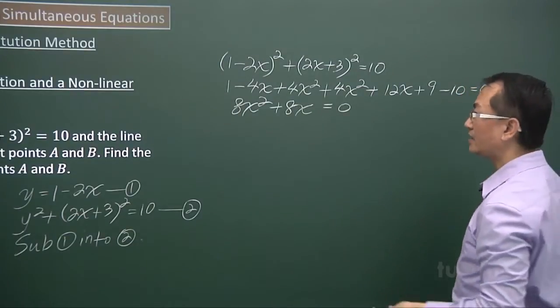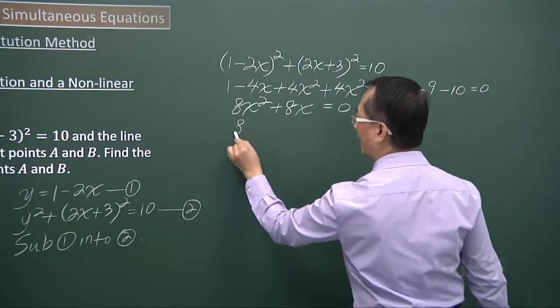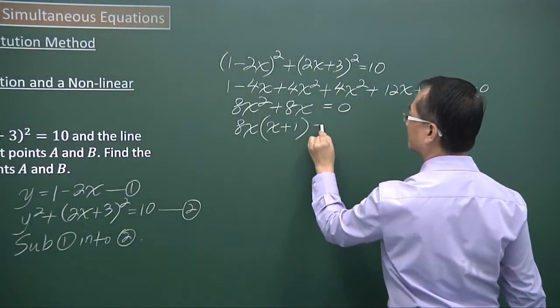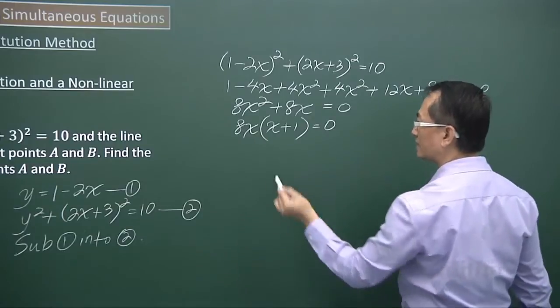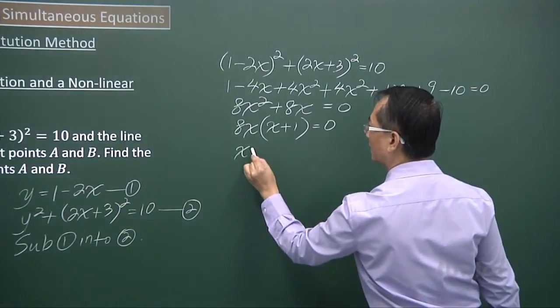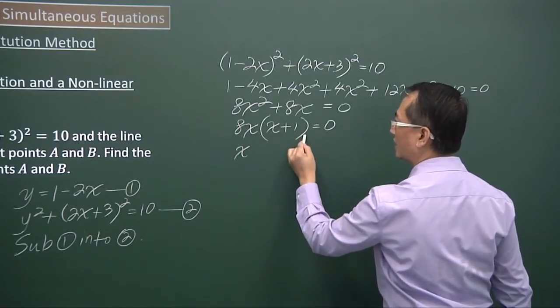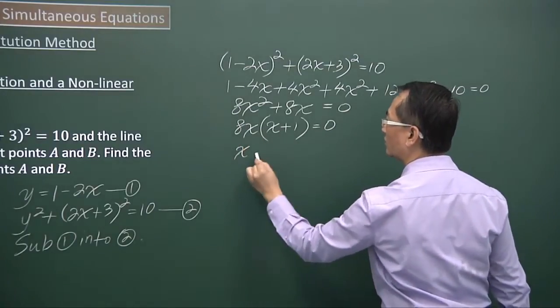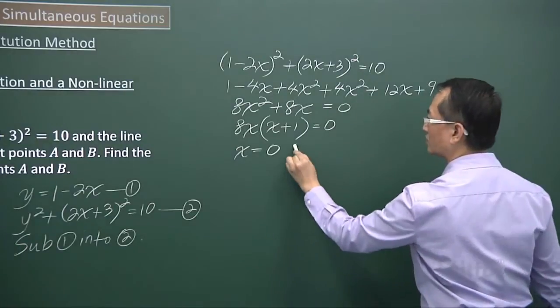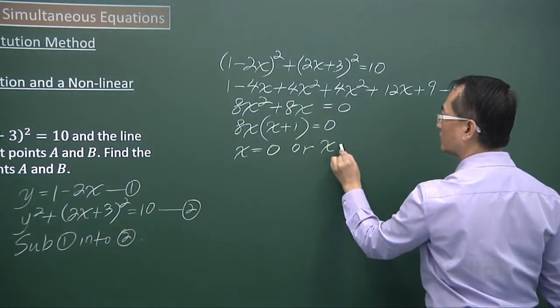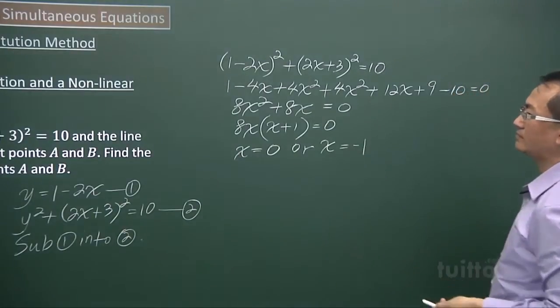Here I can take the common factor 8x out. I have x plus 1. There are two factors, 8x and x plus 1. So 8x equals to 0 will give me x equals to 0. X plus 1 equals to 0, I'll get x equals to minus 1.